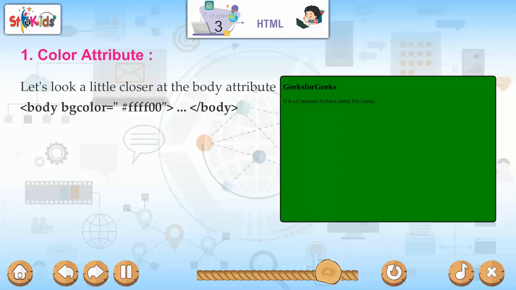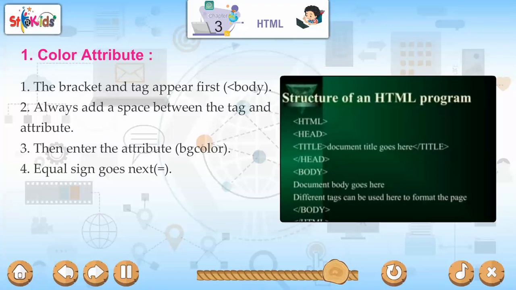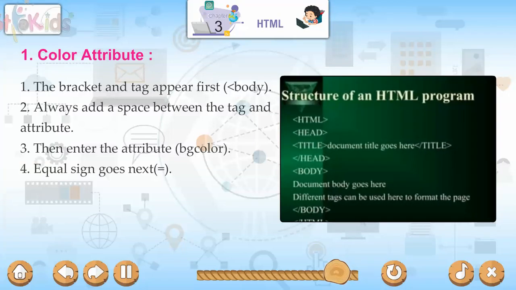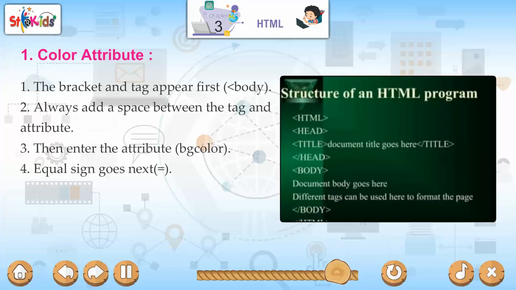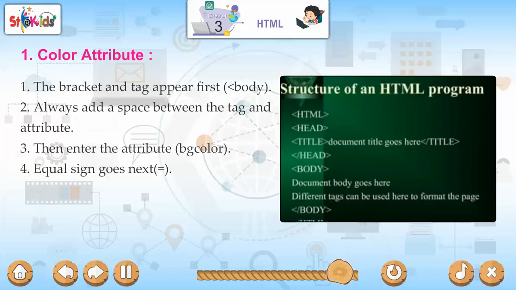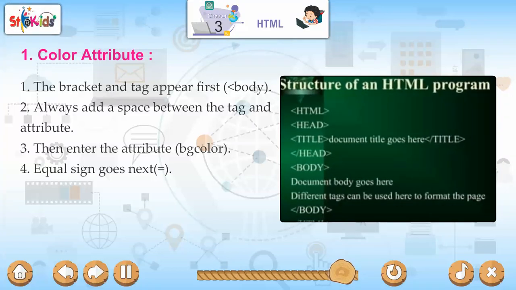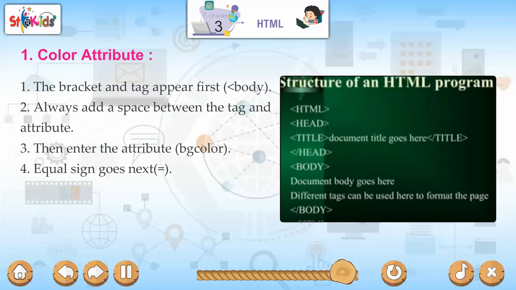Let's look a little closer at the body attribute. Opening tag body BG color is equal to double quote hashtag FFFF00 double quote closing tag. Opening tag /body closing tag. First, the bracket and tag appear first. So bracket, opening tag, body, bracket. Second, always add a space between the tag and attribute. Third, then enter the attribute BG color. Fourth, equal sign goes next, equal to.